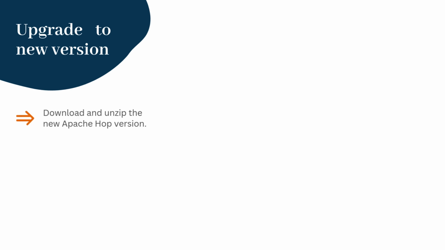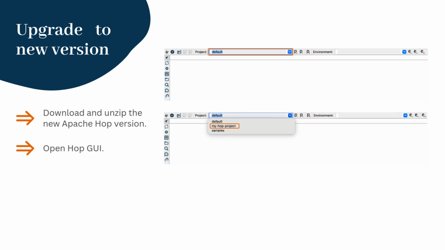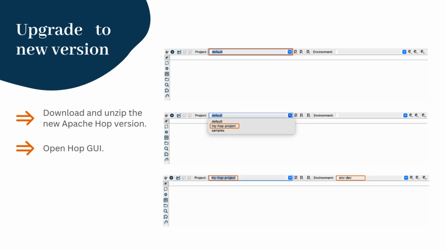Now download and unzip the new Apache Hop version. When you open the Hop GUI in the new version, the default project will be selected by default, but your configured project will be in the projects list. Selecting your project will also display the environment.